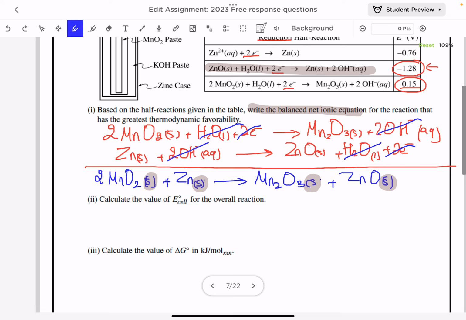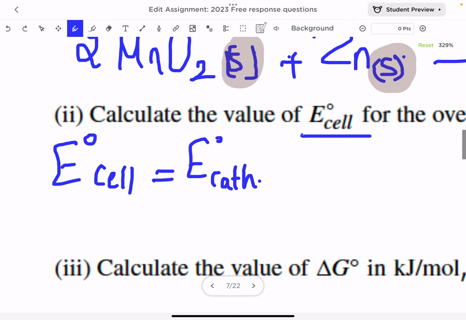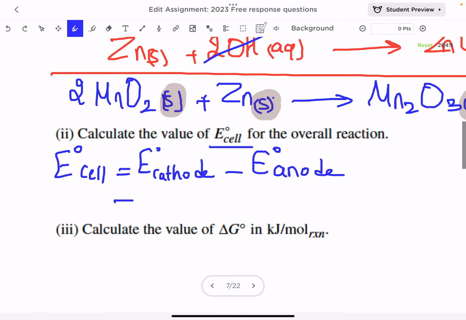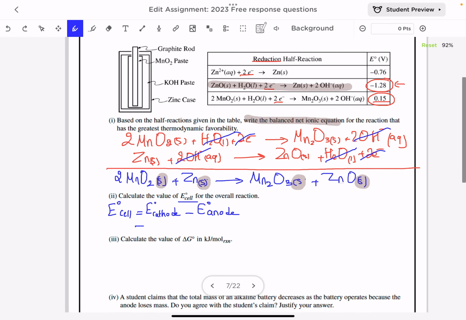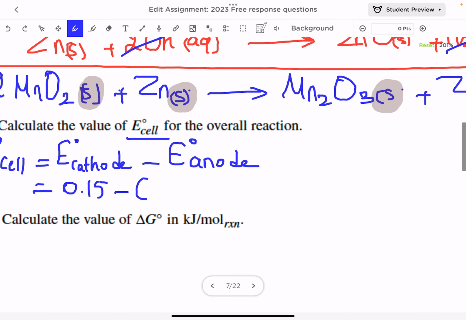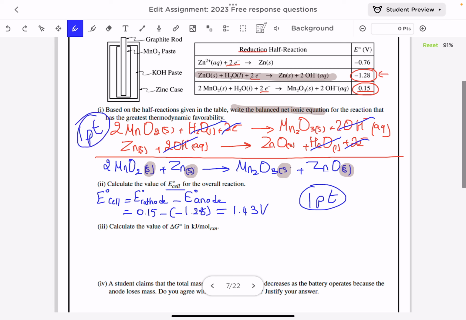Now, the next question, they ask us to find the E cell of the overall reaction. The formula of E cell is not given in the formula sheet, but you will have to remember that the E cell is the E of the cathode minus the E of the anode. Therefore, it is 0.15 minus negative 1.28, and the final answer is 1.43 volt. So I will earn 1 point for showing my work and for having the correct answer.